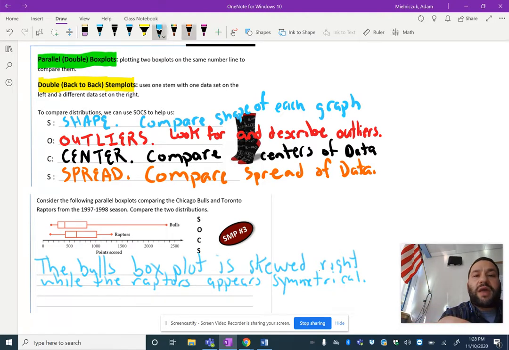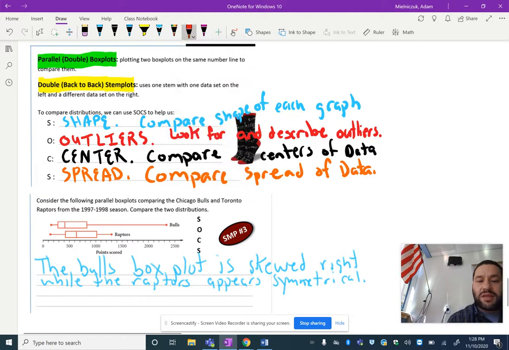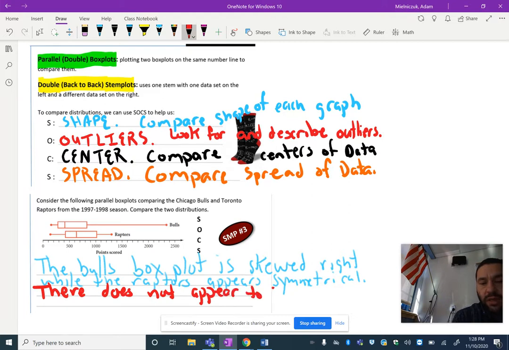Now we have to look at the outliers, okay? So when we look at this, it doesn't really look like there's any outliers. So we're just going to say there does not appear to be any outliers, okay? We don't see any. So we just mentioned that we don't think there are any.